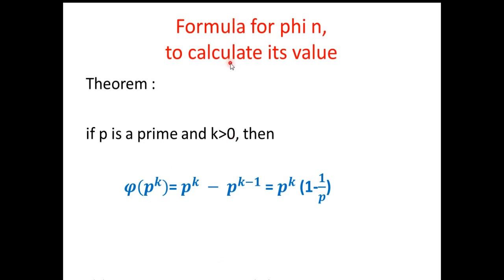Now, the formula for the phi function. How do we calculate its value if some number n is given? This result says that if p is a prime number and k is greater than 0, then phi of p to the power k, if the number is given in power of prime form, is p to the power k minus p to the power k minus 1. It can also be written as, taking p to the power k common, p to the power k into 1 minus 1 upon p. This formula is very useful in calculating the value of phi.